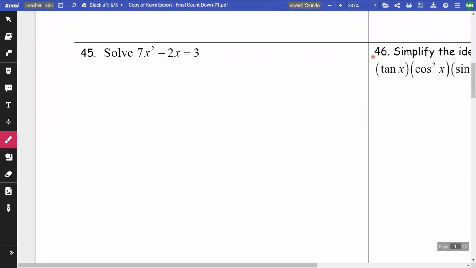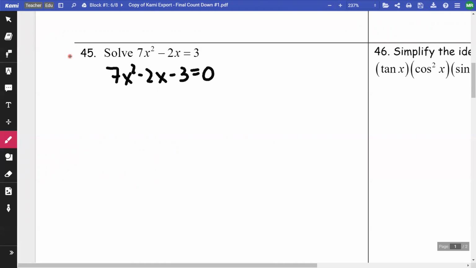Okay, so now this one is kind of review from Integrated 2. Factoring. So, we're going to solve this quadratic either by factoring, completing the square, or quadratic formula. Let's see what goes on here. I definitely probably am not going to choose completing the square with a 7 in front. But let's see what we get. 7x squared minus 2x minus 3 equals 0.